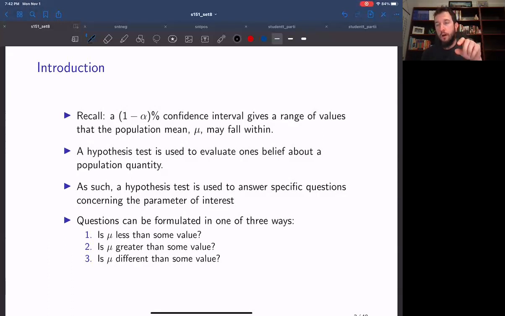So the hypothesis test is built from the starting point of saying, what do we know about mu, which is the population mean? In particular, we're going to ask 3 things about mu. Is mu less than some value? Is mu greater than some value? Or is mu different from some value? So we have one of the 3 different types of questions that we can answer with a hypothesis test: greater than, less than, or different from.